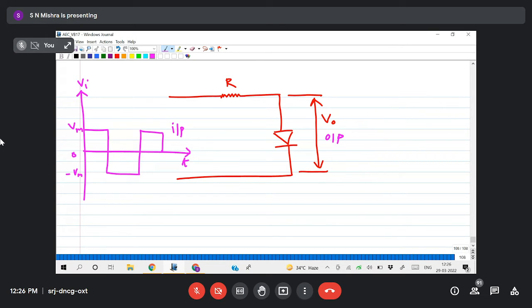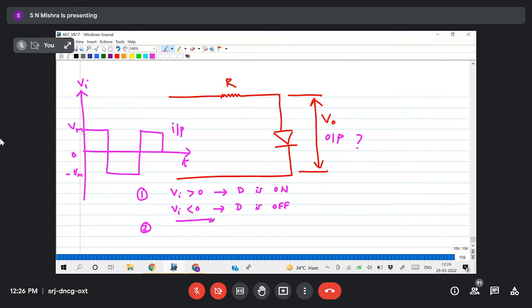So this is the question. Circuit input, we have to find what my output is. We'll follow the steps. What is my first step? Finding the condition. So tell me, under what condition will the diode be on? Positive half cycle or negative half cycle? So positive half cycle. So Vi greater than 0, D is on. Vi less than 0, D is off. Now second, we have to draw the equivalent circuit.